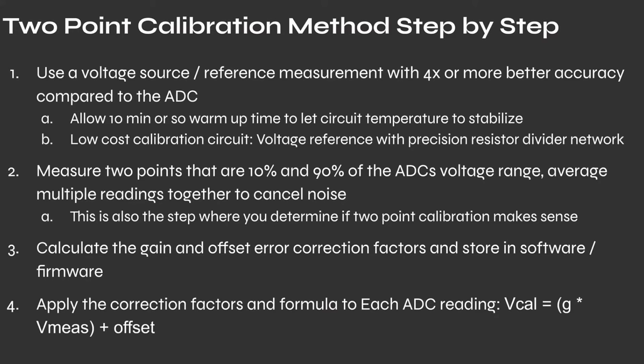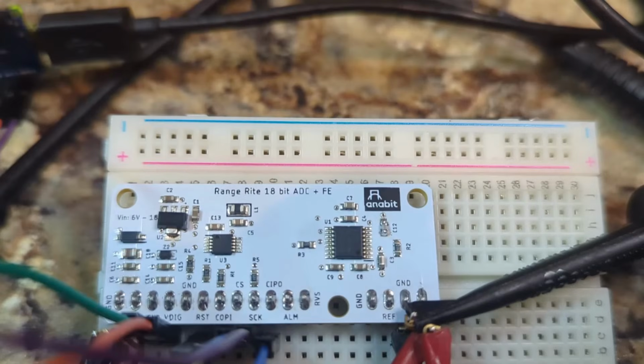Okay, let's see this process in action. Okay, here's a little video of the demo. We're looking at Anabit's Range Right open source ADC design. This one has an 18-bit ADC plus a front end that allows you to adjust the input voltage range. That's why it's called Range Right. And the idea is the Range Right can have various different input voltage ranges. This one for this demo is set up for plus 12.3 volts to negative 12.3 volts, so a range of over 24 volts. And we're going to pick values of 10 volts and negative 10 volts as our 10 and 90% points.